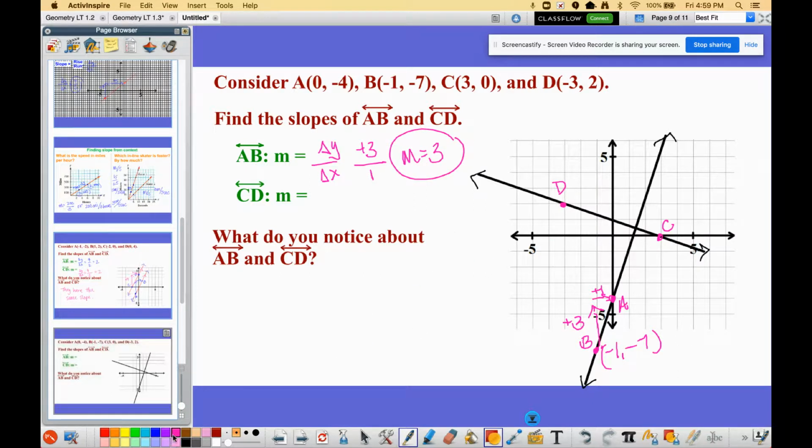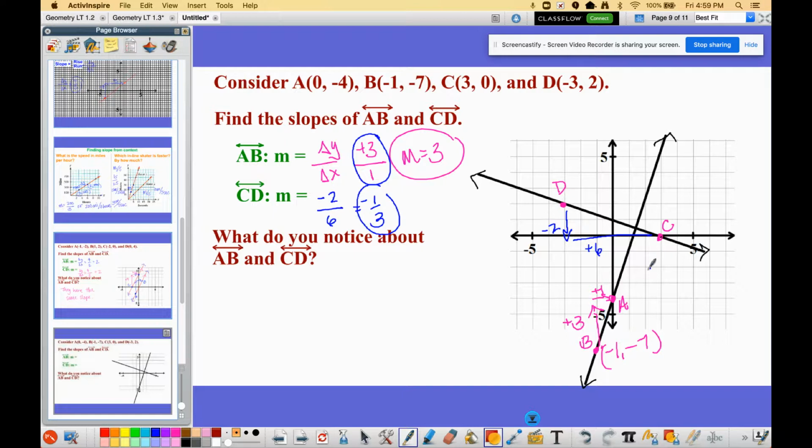Now for CD, I'm going to go from D to C. So I'm going to go down 2, and I'm going to the right 6. So I have -2 over 6, which is -1/3. Let's think about those as fractions.